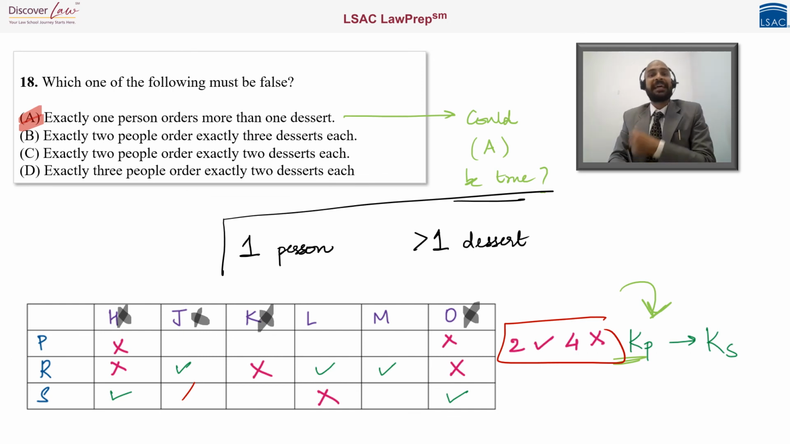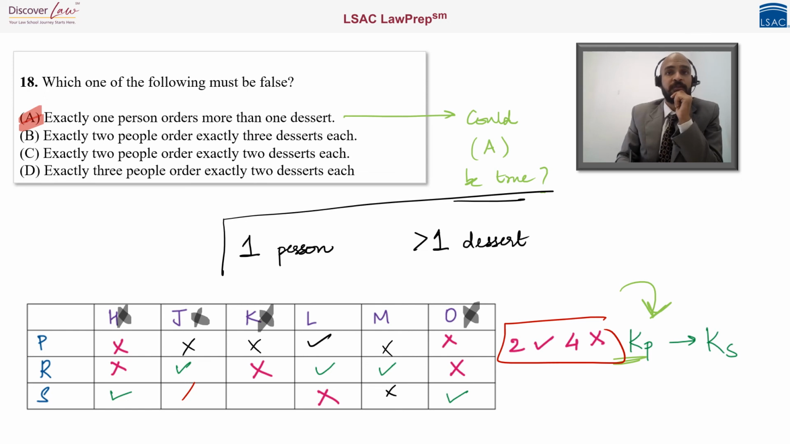Let's now try it with L. Can L maybe be the person who orders more than one dessert? Again, when you do the same thing, you'll put a tick here for L, and then you'll have to put a cross everywhere else. You have to put a cross here, you have to put a cross here, and again you'll find the same problem here: that 2 and 4 instead of 1 and 5.